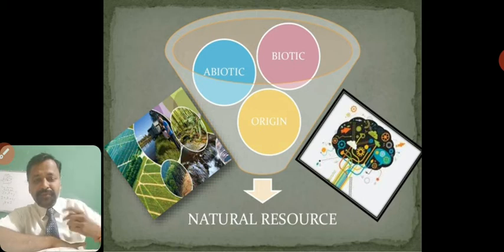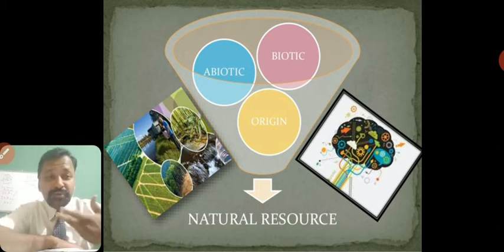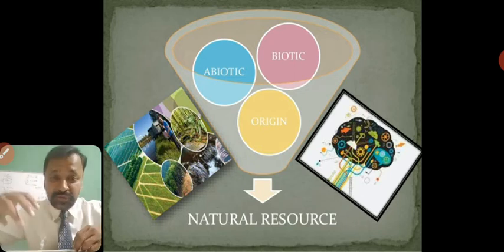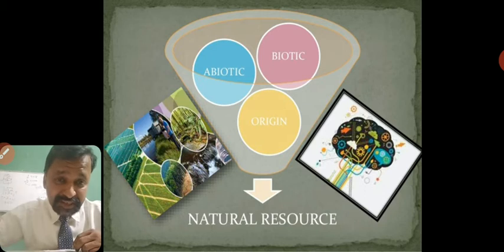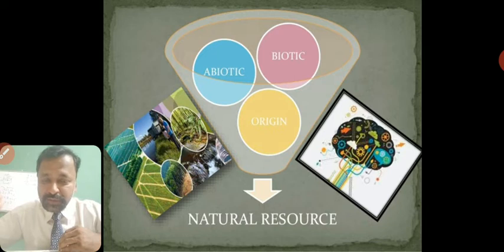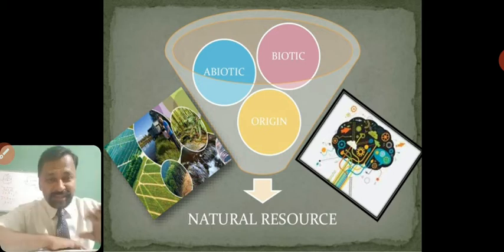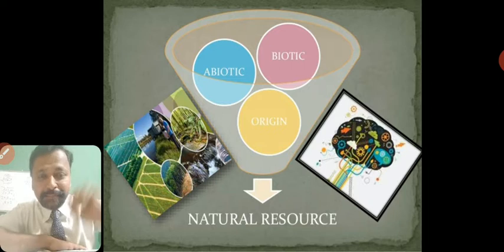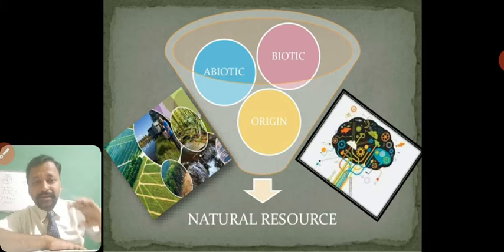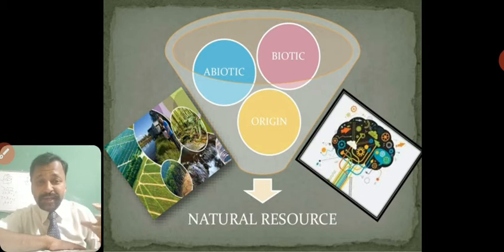Now, origin. How does a resource originate? What is the source of the resource? Do you remember the first slide? We talked about source and resource. So what is the source of that resource? Either it will be a living thing or a non-living thing. Clear? If we get a resource from a living thing, the source is a living thing, we call it a biotic resource.